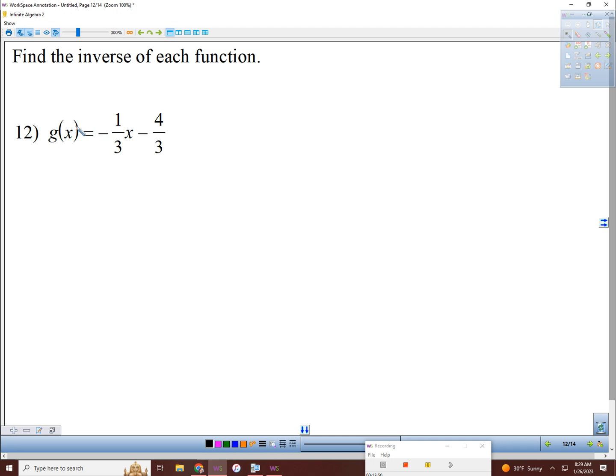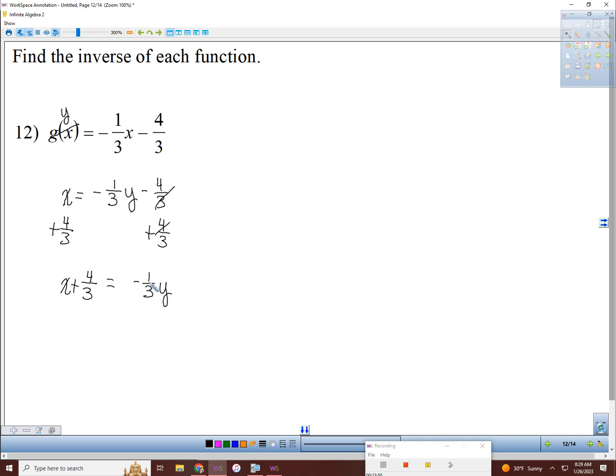All right, same thing here. Remember, this represents y. So I'm switching x and y. So that gives me x is equal to negative 1 over 3 times y minus 4/3. So I'm solving for y, which means first I need to get rid of this number that we're subtracting back here. So I'm going to add 4/3. So on the left, I have x plus 4/3 is equal to negative 1/3 times y.